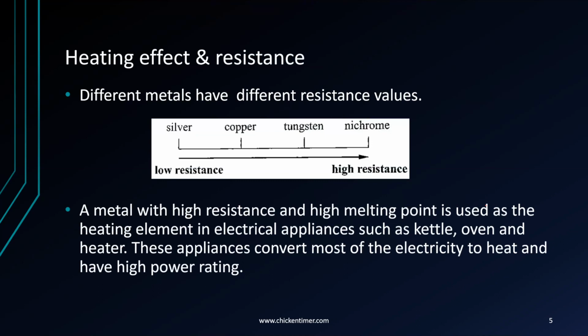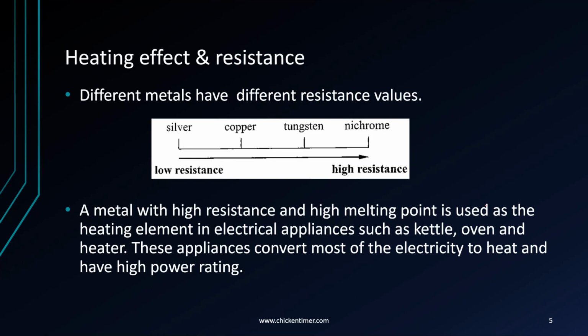So then back to resistance. Just now I talked about good conductors. Good conductors typically have low resistance. So copper and silver have low resistance, and tungsten and nichrome are on the scale with high resistance. So if you want to make an electric kettle or an oven, the heating element will be made out of tungsten or nichrome. Use the high resistance wires.